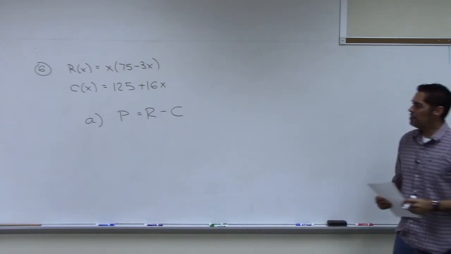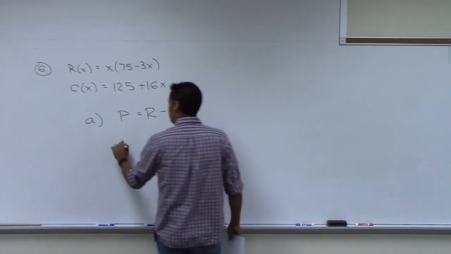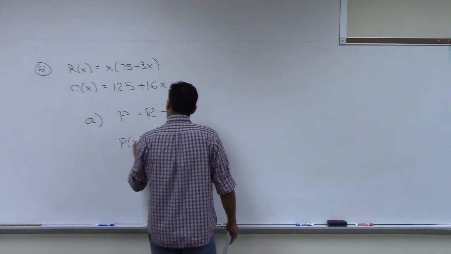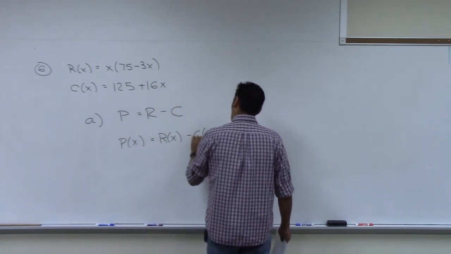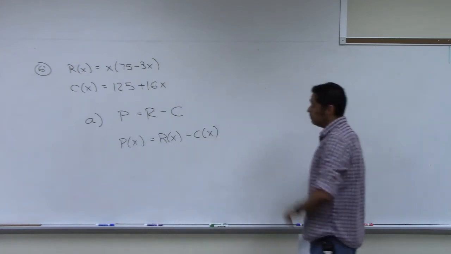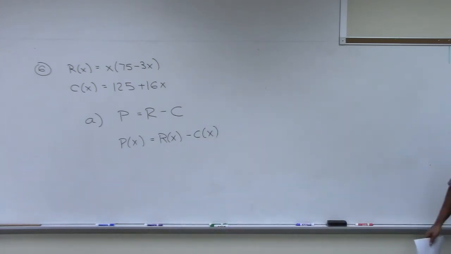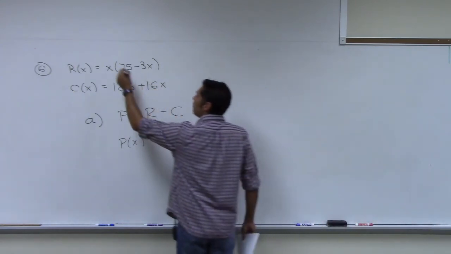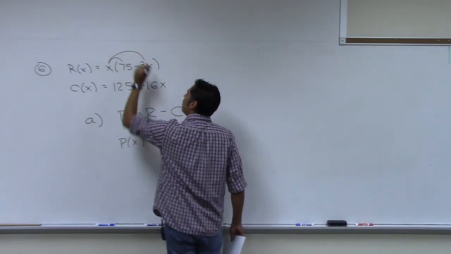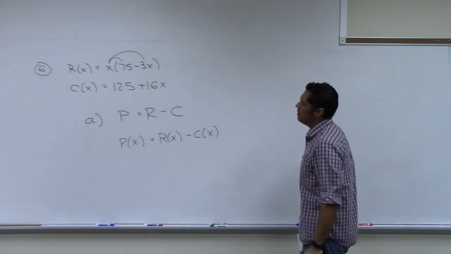So that means to find the profit function, I need to take the revenue function and subtract the cost function. Now, before I actually do that, I'm going to look at my revenue function. I'm going to distribute that x through. What would I get if I distribute the x through?